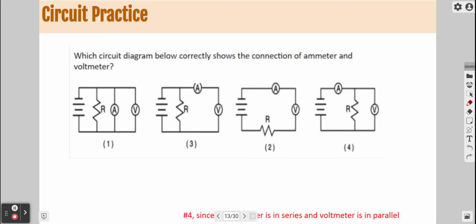All right, here's a little practice question. It might be something that you're going to see along these lines. Which circuit diagram below correctly shows the connection of an ammeter and a voltmeter? Remember, all the electrons have to go through an ammeter, and voltmeters create their own pathway.